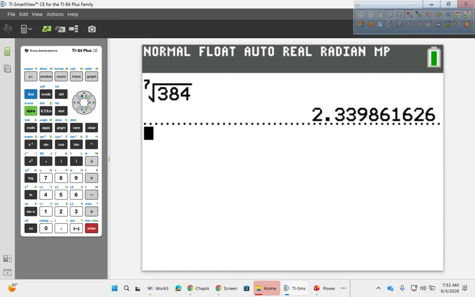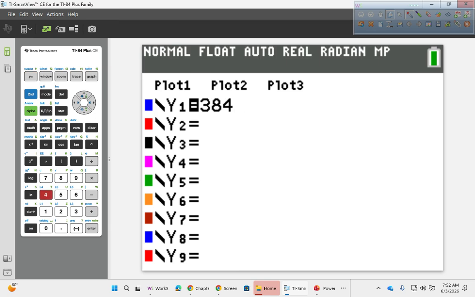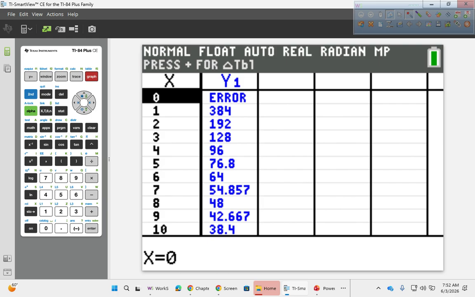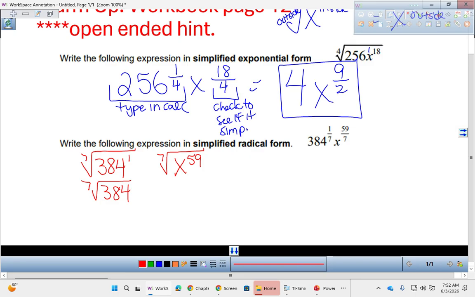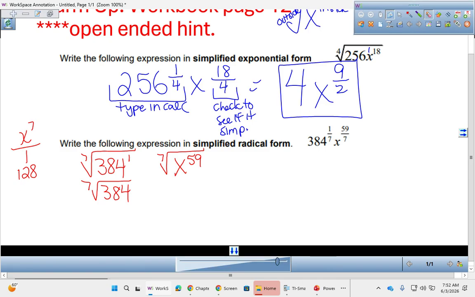But if it's a decimal, where do we have to go? Y equals. So I'm going to go 384 divided by x. What I am looking for is a perfect 7th. Is there someone out there who's got their sheet who can read to me the x to the 7 column? What is it? 128? All right, so if you don't have your list, here's what I'm looking for. 2,187. I am looking for one of those numbers to show up in my table.